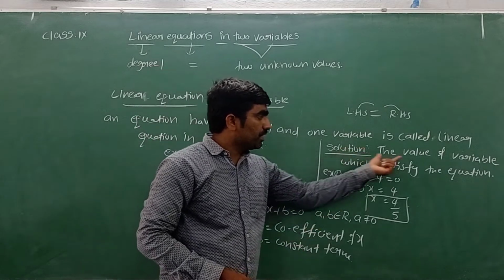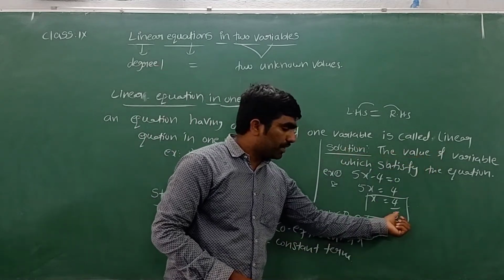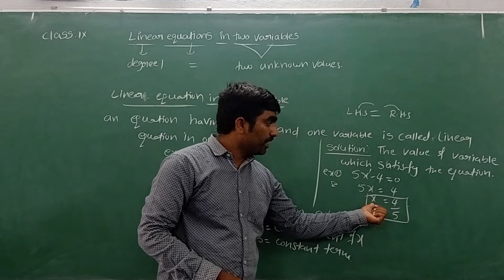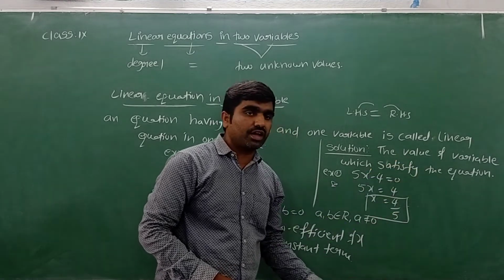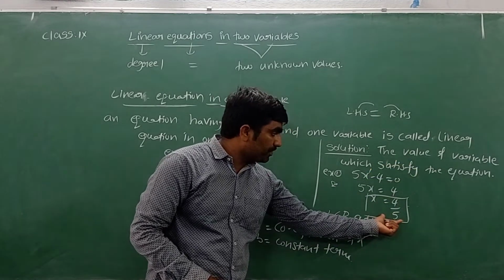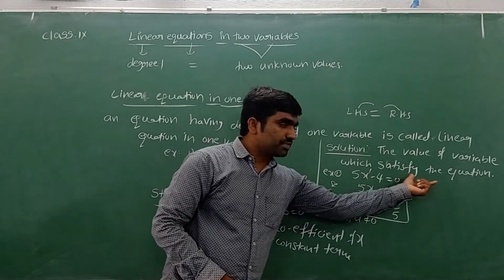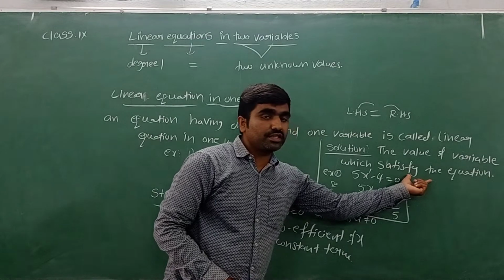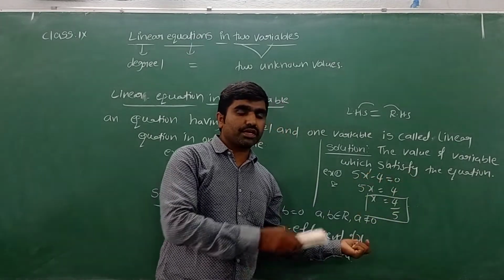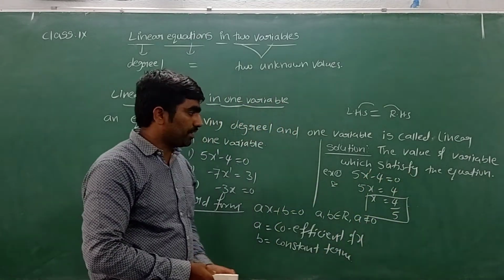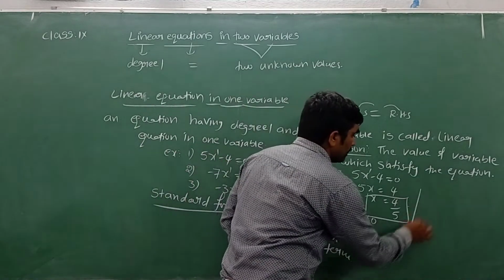Solution means what I said? The value of the variable: 4 by 5 is the value of the variable x and it will satisfy the equation. I mean, when I substitute this 4 by 5 in the given equation, it will satisfy it. Satisfying means that by substituting, we should get LHS is equal to RHS. Let us check it once.